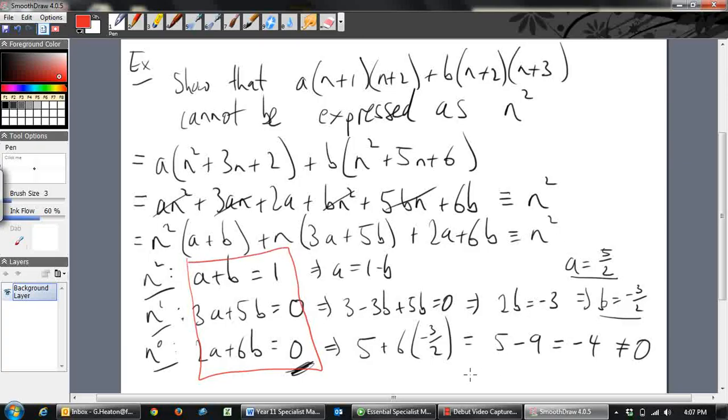And so that means there's no solution. No A and B for which all those three equations hold. And if that's true, that means it cannot be expressed as n squared. It doesn't work. It doesn't exist. And that's pretty much all there is to it. Enjoy.